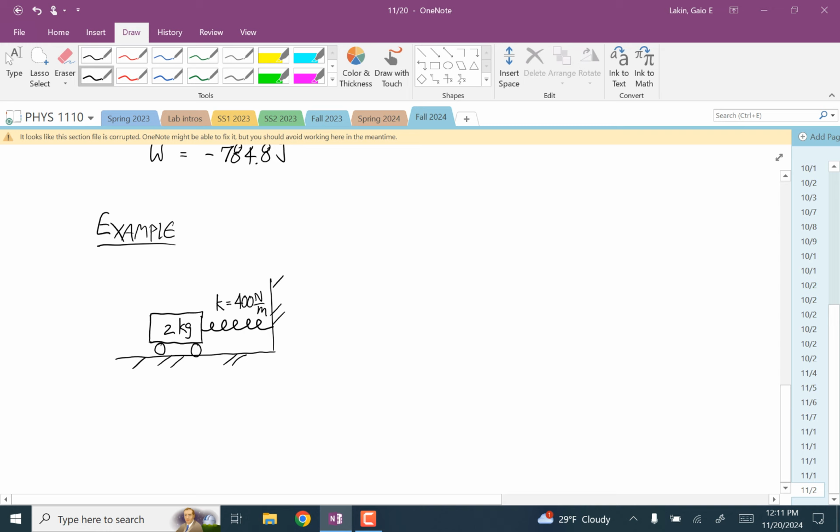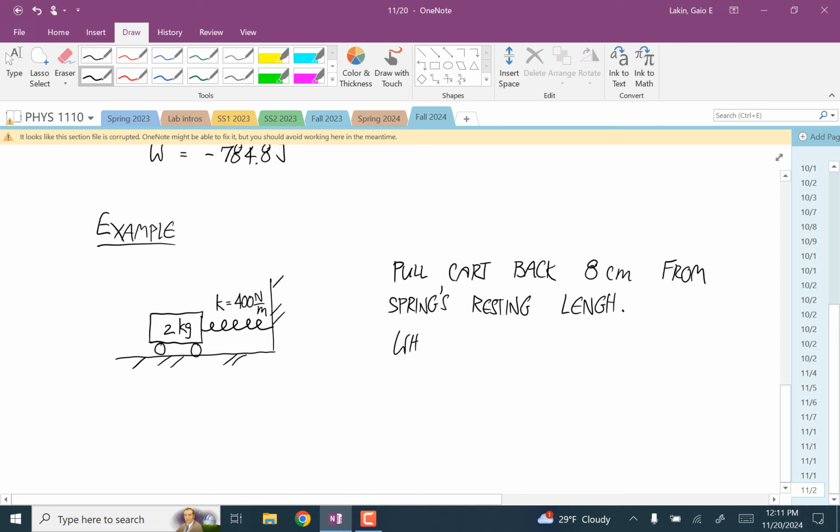And let's say that we pull the cart back 8 centimeters from its resting length, from the spring's resting length. And then we let it go. Okay, so we pull it back 8 centimeters and let go.